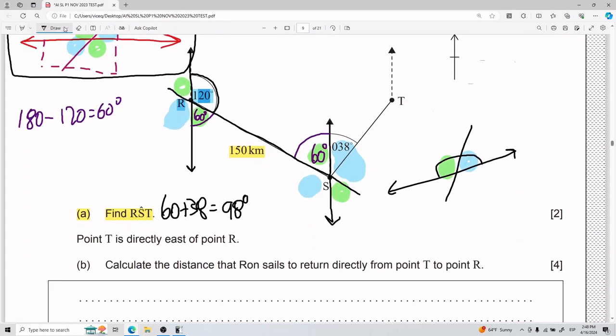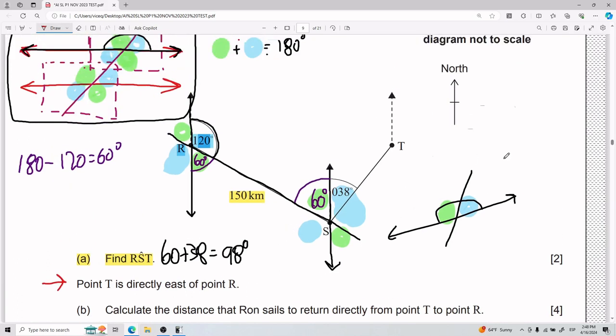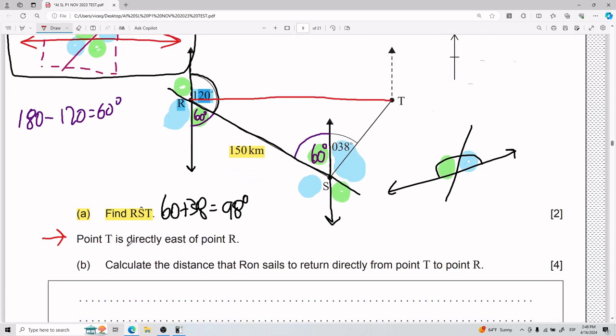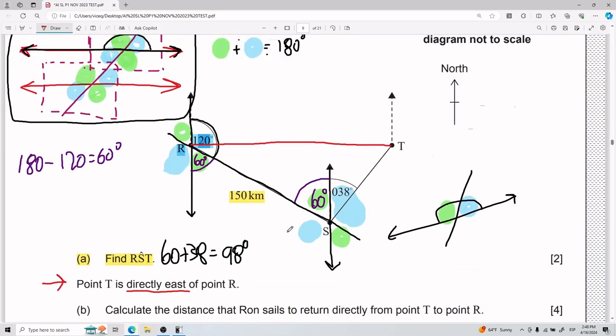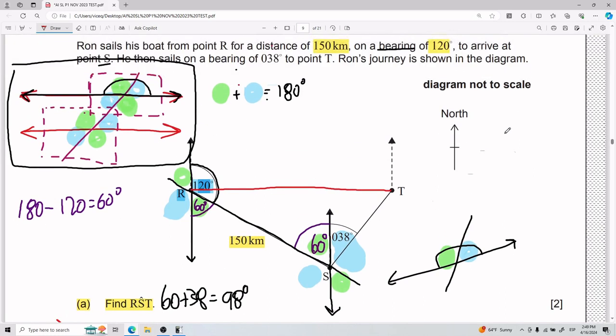Then they tell us that point T, okay, is directly east of point R. So point T is directly east of point R. So boom. Now, why might it be useful that they say directly east? It might be important that they say directly east because now you know that this is a straight line. Okay, but this north is also a straight line. Boom. So you got one straight line going up. You got one straight line going to the side.